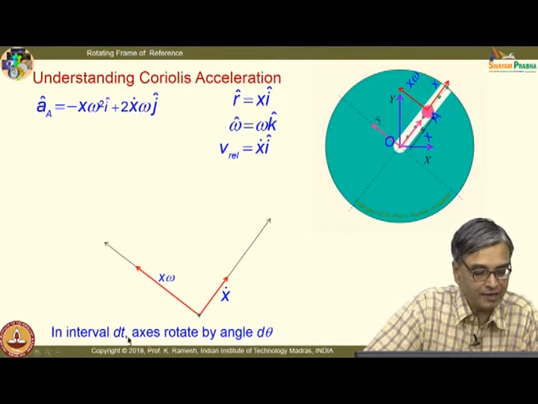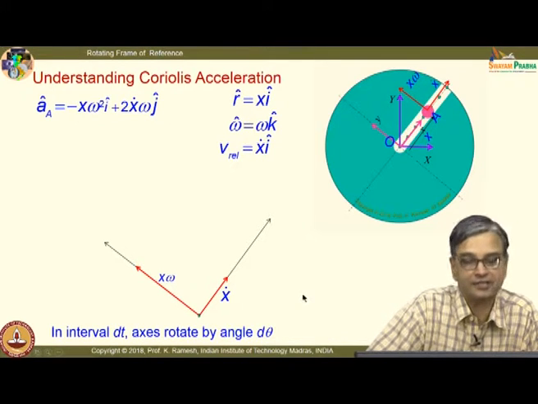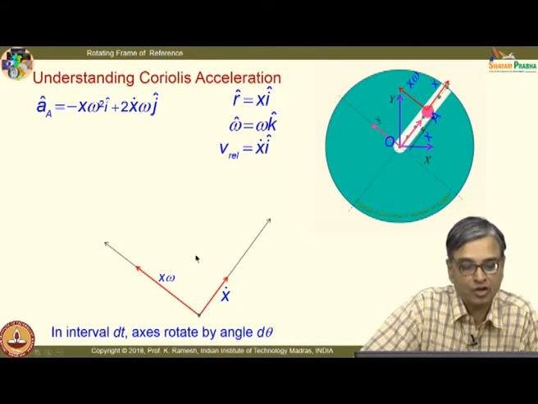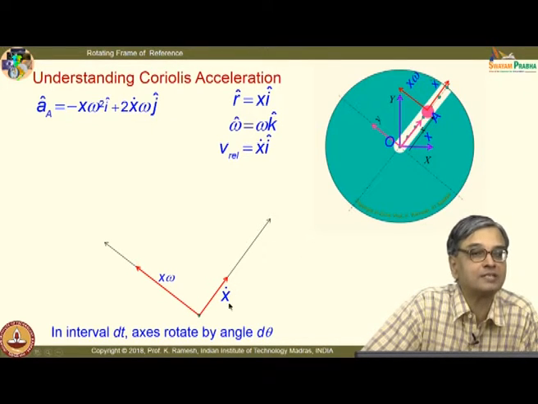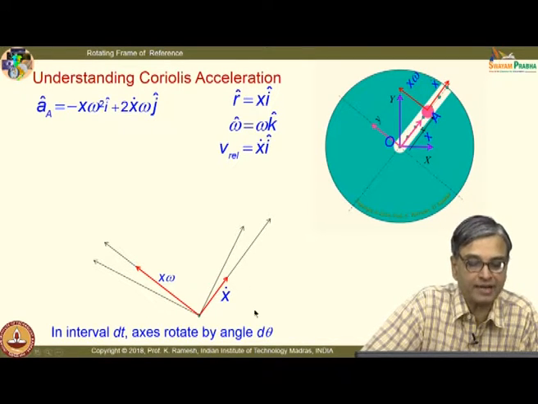So, in an interval dt, the axis rotates by an angle d theta. Let me draw that, and I would appreciate it if you make a neat sketch of it. I will also repeat this sketch once more, so that if you miss some of the details, you can fill them in the second time. So, I have this rotated by d theta.